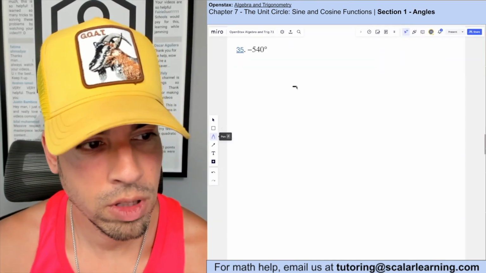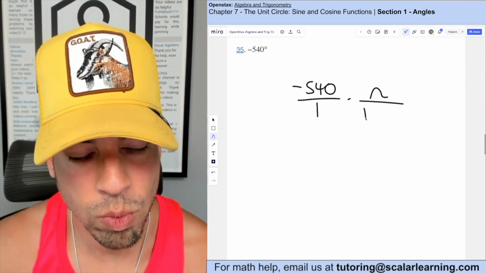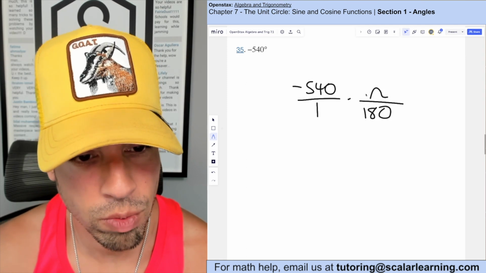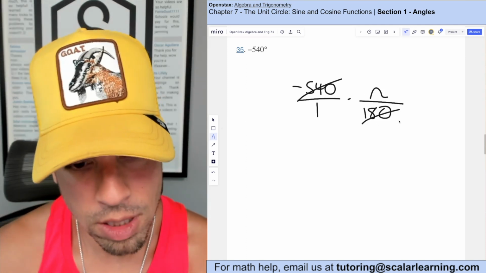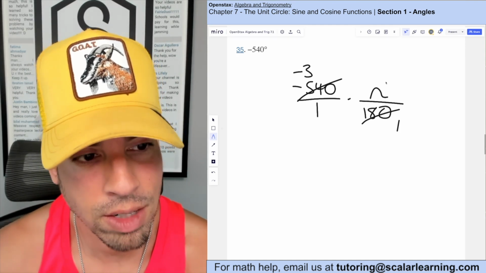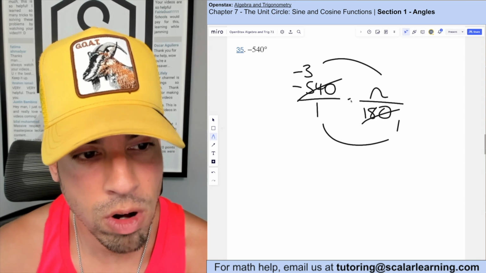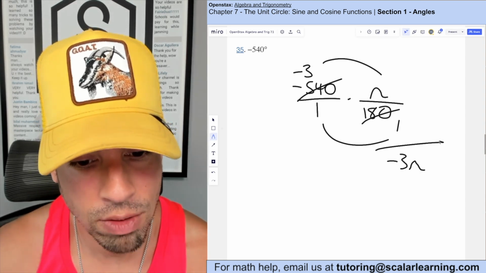Done. To convert this one, we multiply negative 540 times pi over 180. That's how you convert degrees to radians. So I can divide the top and bottom by 180 actually, and that goes in once. Here it goes in 3 times, but since it's a negative, negative 3, then we multiply across and we get negative 3 pi over 1, which is just negative 3 pi.